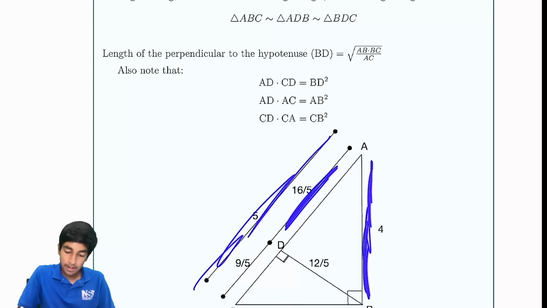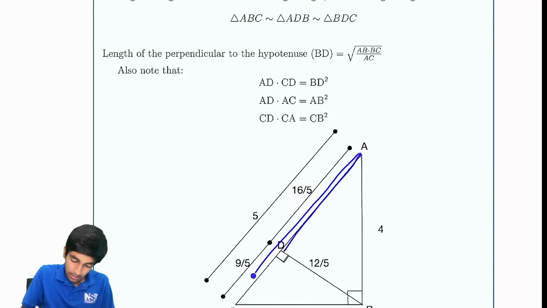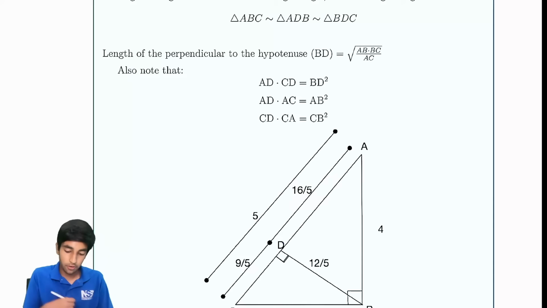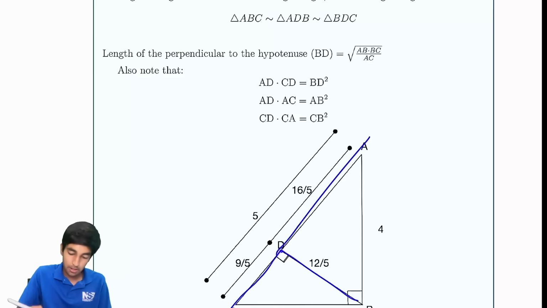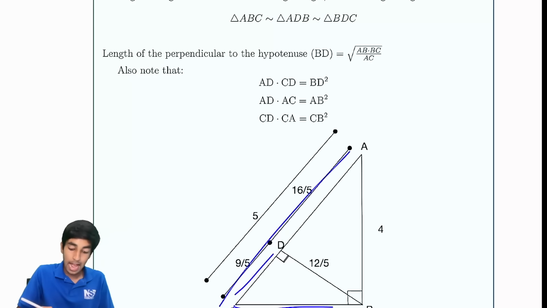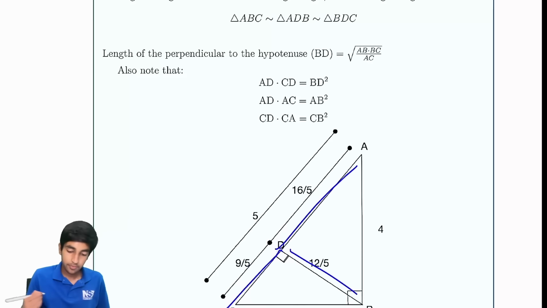So you can remember it: everything starts at A. So we have AD, AC. AD times AC is AB squared. And same thing for C. And then for D, everything starts at D: DC, DA is DB squared. That's how you remember it, right? Everything starts at A for this one, everything starts at C for this one, and everything starts at D for this one.